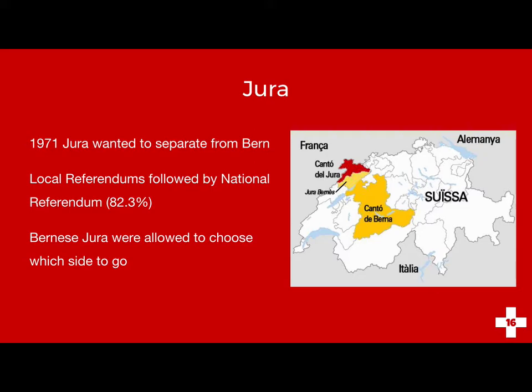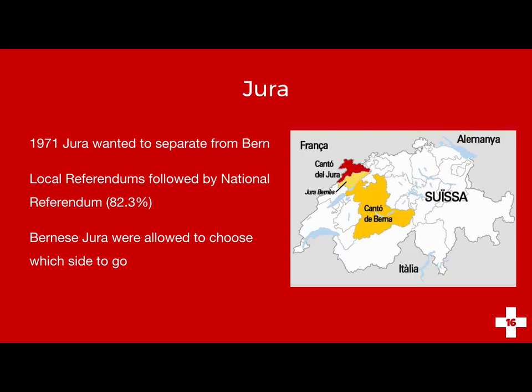And so for a long time, you actually had a huge separatist movement in Jura where they wanted, and by separatist, I don't mean they want to leave Switzerland. They just wanted to leave Bern. And it actually got a little bit violent during the 1960s a few times. And so in 1971, through a series of a lot of local referendums with all the relevant parties, as well as a national referendum, which passed by 82.3%.